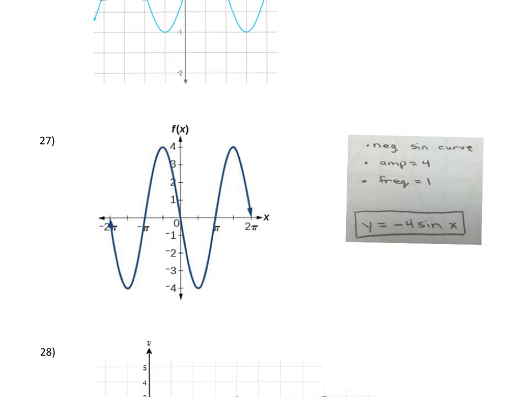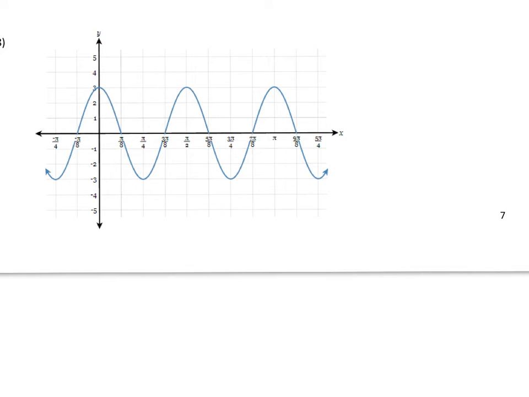The frequency is 1. Okay? All right, number 28. Okay, so when we look at this one, it doesn't go through the point 0, 0. So this one is going to be a cosine curve. And because it's starting off high and then dropping down low before it comes back up, a positive cosine curve starts high. Okay, so we have a positive cosine curve.